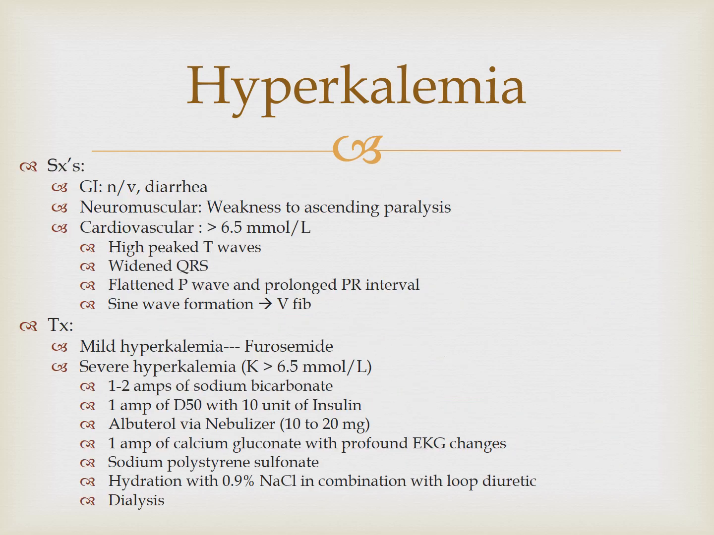Some of the symptoms are GI: nausea, vomiting, diarrhea. Most of the time you will have cardiovascular abnormalities. So on the exam, look for the cardiac abnormalities with potassium. Sodium is always CNS, remember that. CNS goes with sodium. It starts with high peaked T waves. It's not always high peaked T waves on EKG manifestation. Sometimes it can be widened QRS, flattened P wave, and prolonged PR interval. If you don't catch it soon enough, they will go into a sine wave formation and subsequently V-fib.